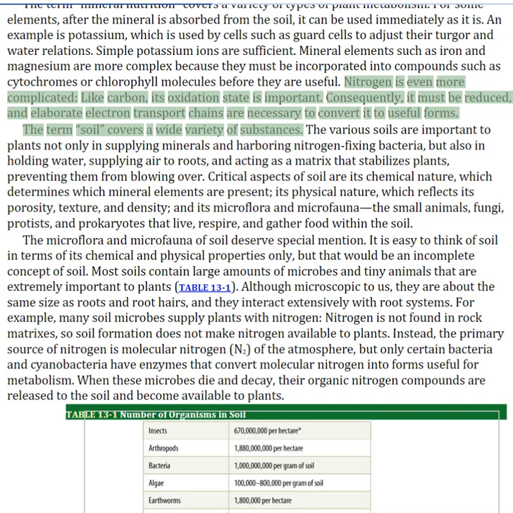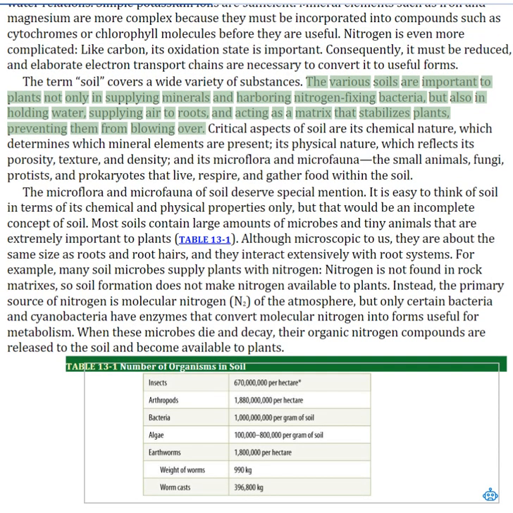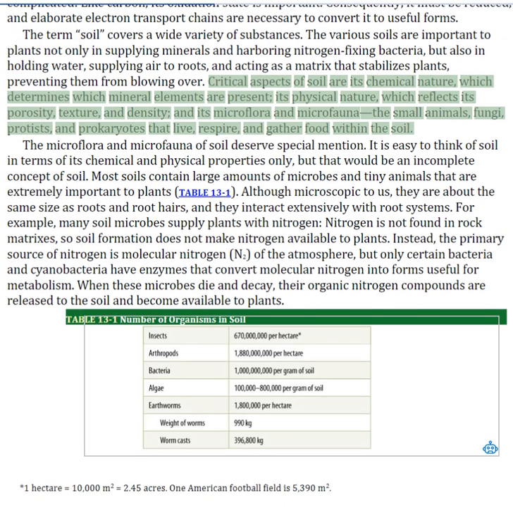The term soil covers a wide variety of substances. The various soils are important to plants not only in supplying minerals and harboring nitrogen-fixing bacteria, but also in holding water, supplying air to roots, and acting as a matrix that stabilizes plants, preventing them from blowing over. Critical aspects of soil are its chemical nature, which determines which mineral elements are present, its physical nature, which reflects its porosity, texture, and density, and its microflora and microfauna, the small animals, fungi, protists, and prokaryotes that live, respire, and gather food within the soil.